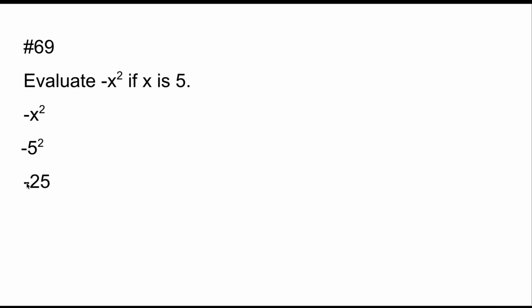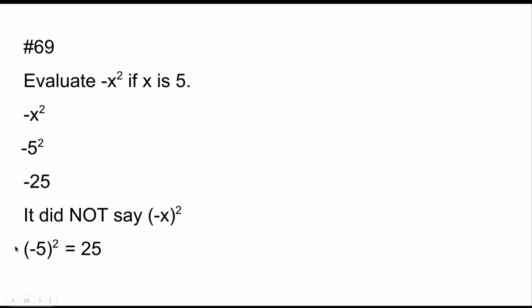Now the reason it's a negative 25 is because it did not say inside of parentheses a negative sign. So the negative was not multiplied 2 times. So it wasn't negative times negative equals positive. This is staying outside of the problem. So first we ignore this and we say x squared, which is 25. And then we pop this little negative sign back in the front. If it said negative 5 inside of parentheses and then squared, it would equal a positive 25.